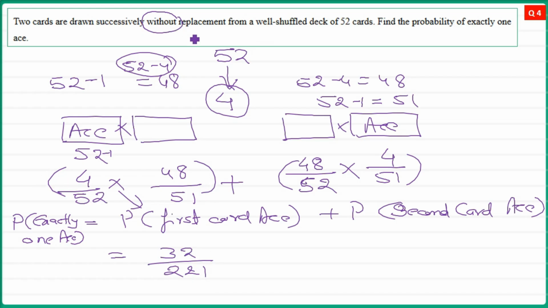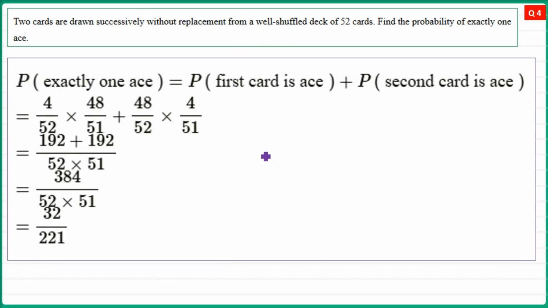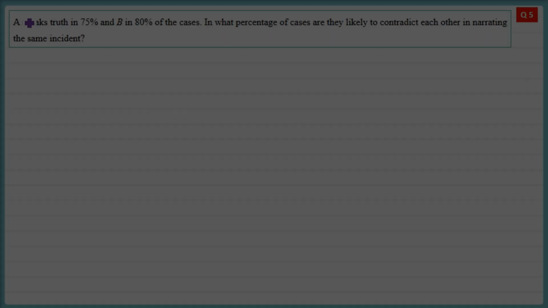So this is very important, with replacement and without replacement. Now this is how you need to write it. Actually this is sufficient in order to write, or in examination this is enough for you. But if you give more intricacy, it will be better.